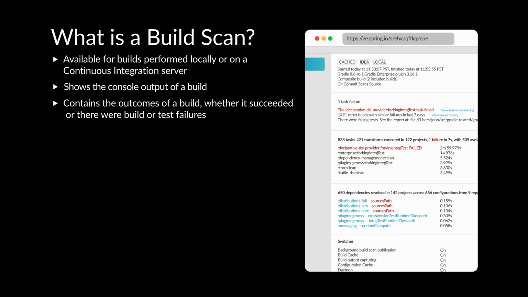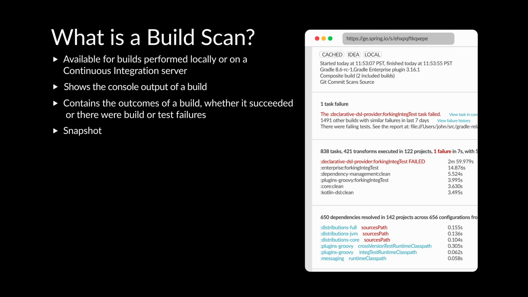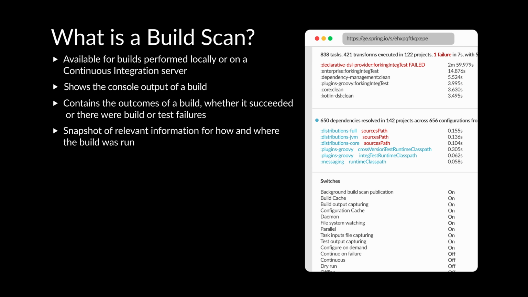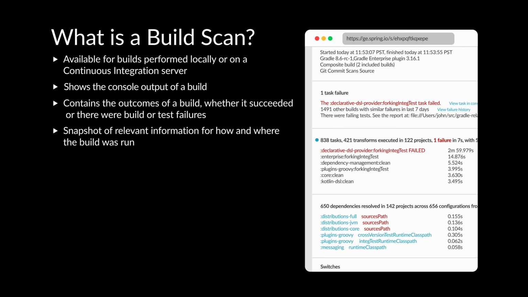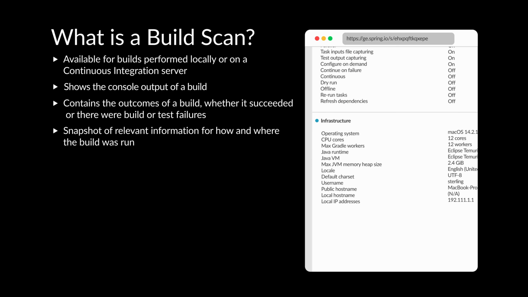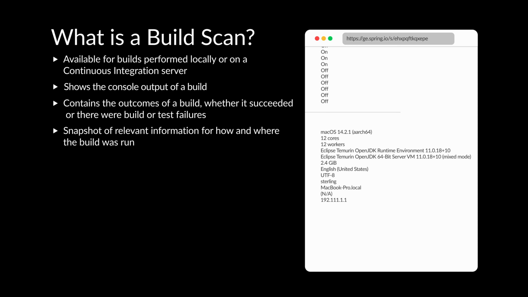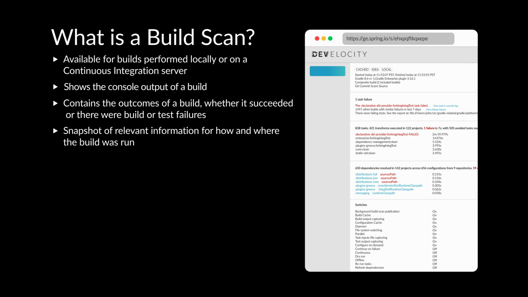Was the build successful? If not, what were the failures? Which build tool was used? Which version? What other dependencies were needed? Which tasks or goals were run? What was the infrastructure running the build? Which operating system was it run on? The build scan is a persistent, shareable record of what happened when a build was run.